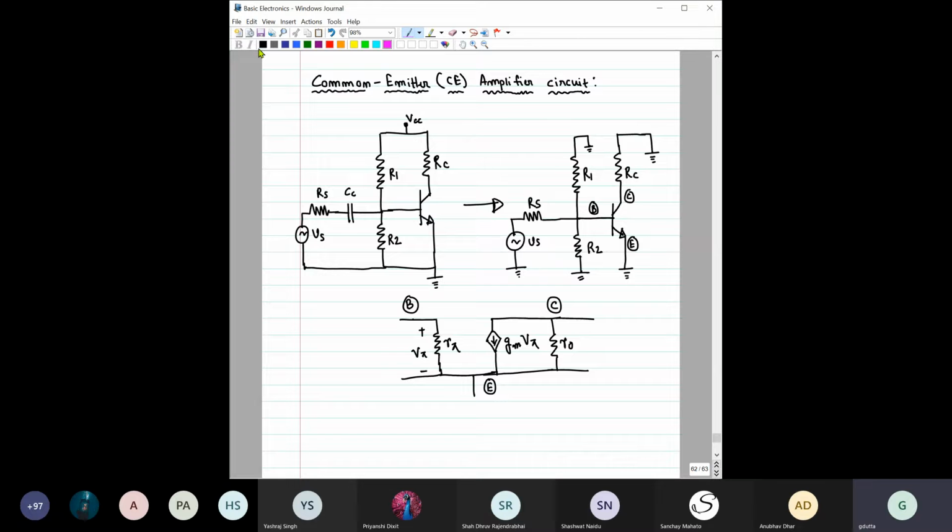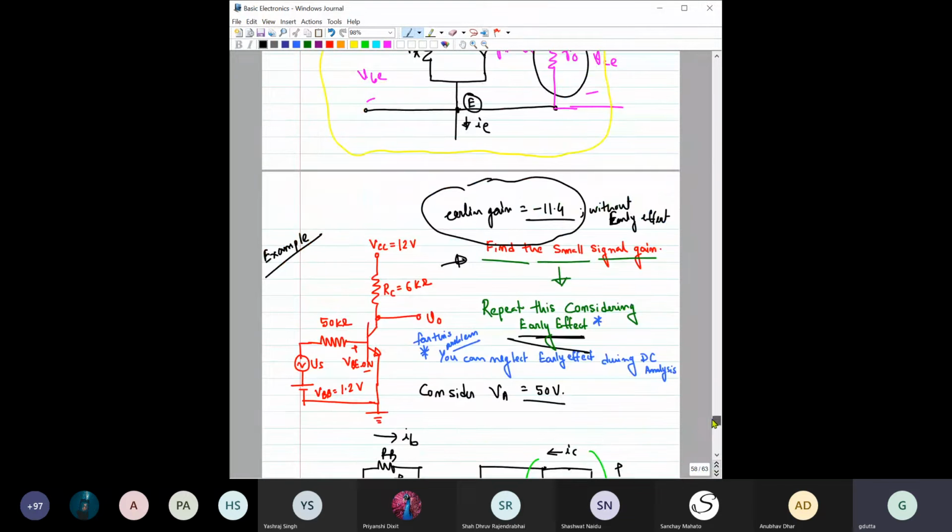So here in today's class, we are going to discuss this common emitter amplifier circuit. Last class also we discussed a common emitter amplifier circuit only. Maybe if we can go back to that. So we have also seen, this is also a CE amplifier only, right?